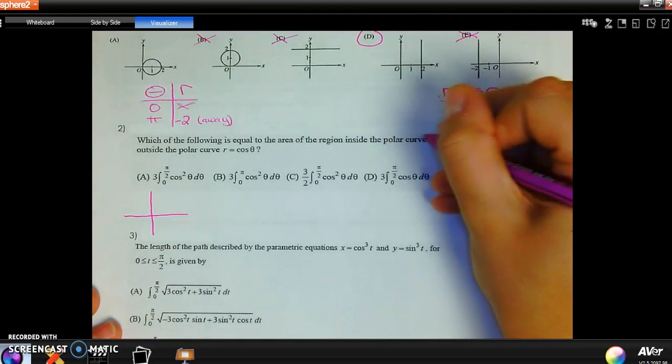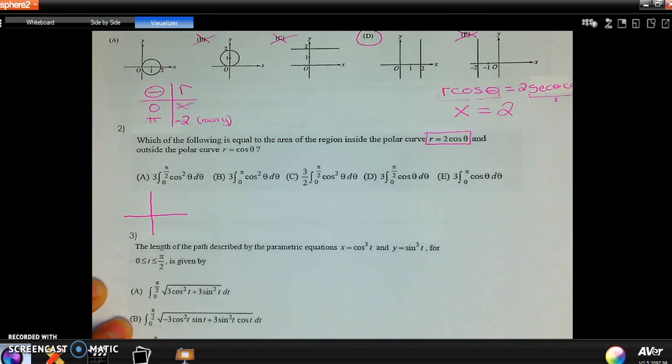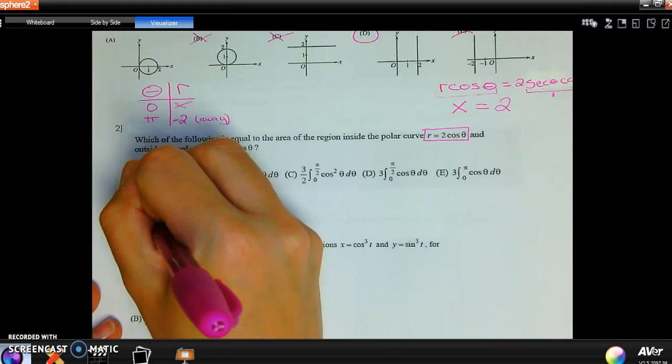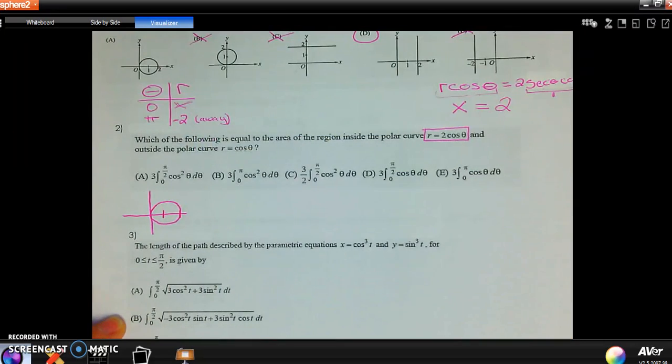Okay, let me maybe color code. So I'm going to graph this one in this kind of pink. So 2 cos theta, that's going to be a circle with a diameter of 2, and it's going to be 2 to the right, since it's cosine. So you've got this circle here for my quick sketch.